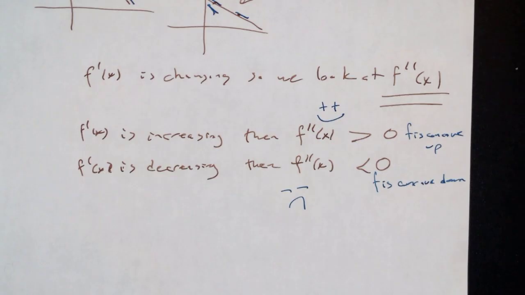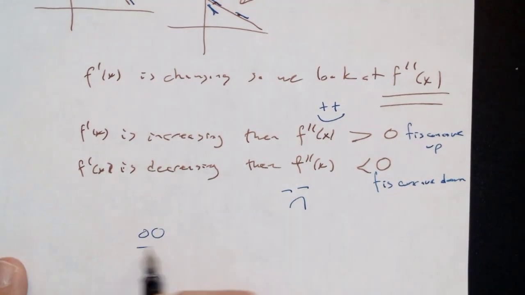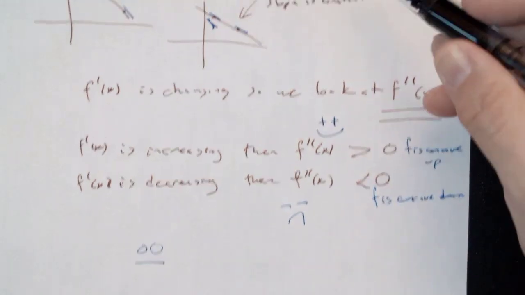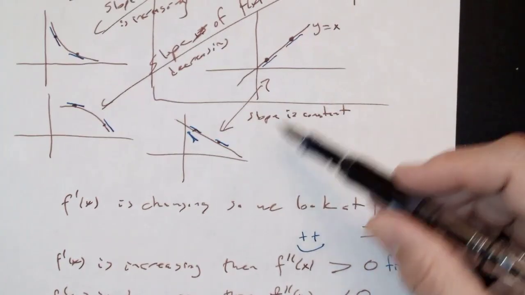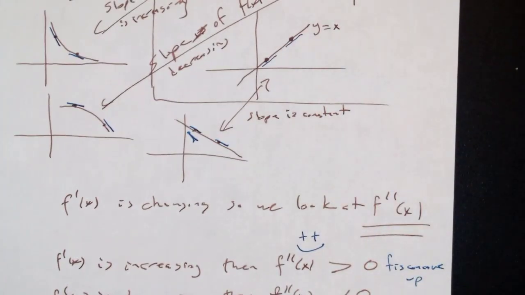What's missing? If my second derivative is 0, my graph is flat. And doesn't that make sense right here? If the slope is constant, the derivative is constant. Something whose derivative is a constant, its derivative is 0.